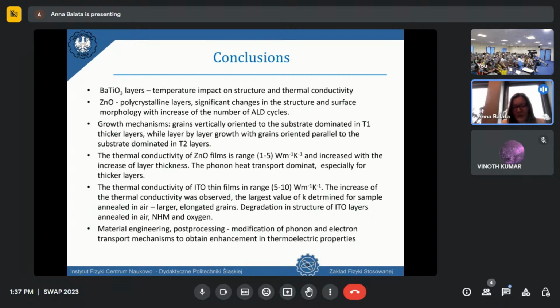And we can conclude that material engineering and also the post-processing applied is a good way to modify phonon and electron transport mechanisms to obtain enhancement in thermoelectric properties.